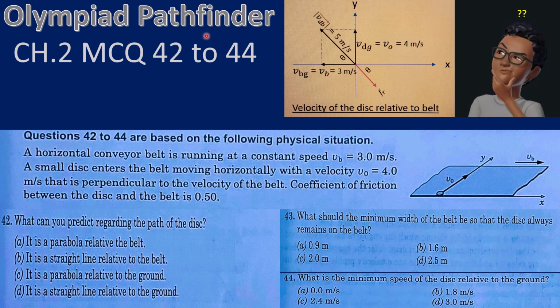This question is from Olympiad Pathfinder Chapter 2, multiple choice questions 42 to 44. The question is: a horizontal conveyor belt is running at a constant speed Vb equal to 3 meters per second. A small disk enters the belt moving horizontally with a velocity V0 meters per second that is perpendicular to the velocity of the belt. The coefficient of friction between the disc and the belt is 0.5.